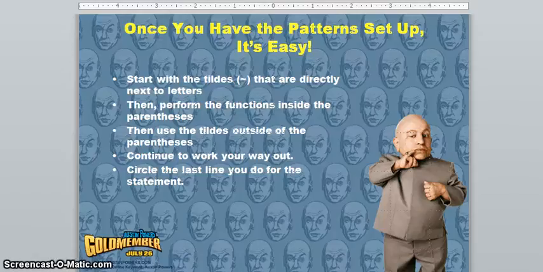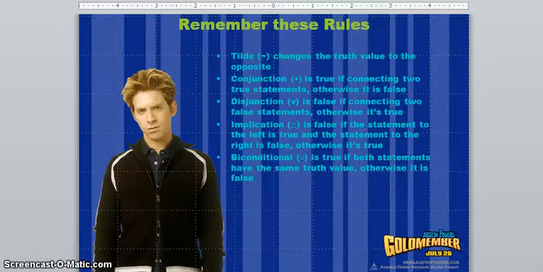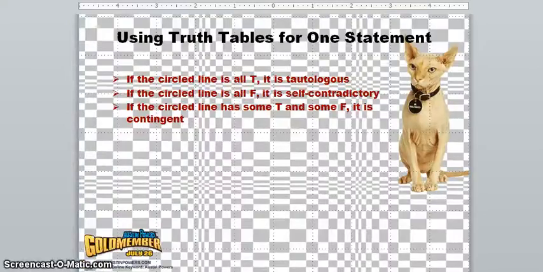Start with the tilde that's directly next to the letter, then perform the functions inside the parentheses. We talked about this last class, so it's a review. And so once again, the rules. Tilde changes it to the opposite. Conjunction is true if connecting two true statements, otherwise it's false. Disjunction is false if connecting two false statements, otherwise it's true. Horseshoe is false if the statement to the left is true and the statement to the right is false, otherwise it's true. And then we have biconditional. If both are true or both false, it's true, otherwise it's false. Same rules, we just show them in different places.